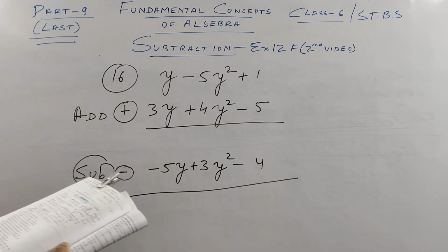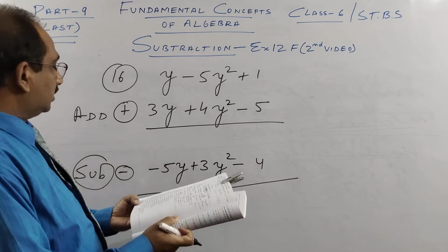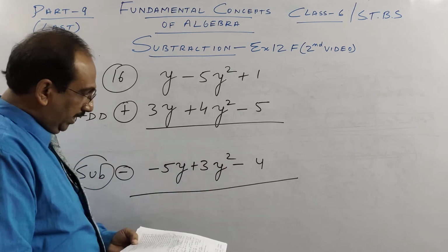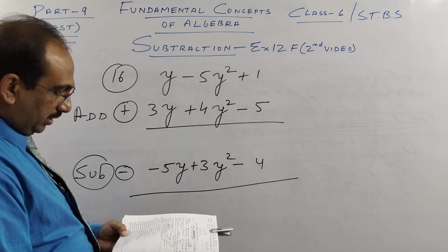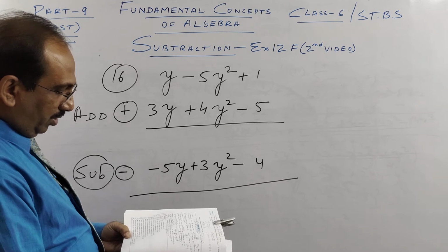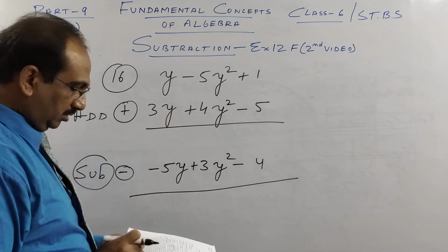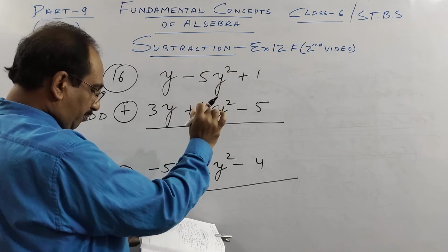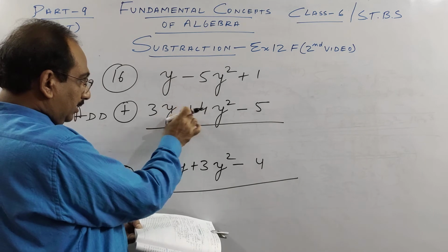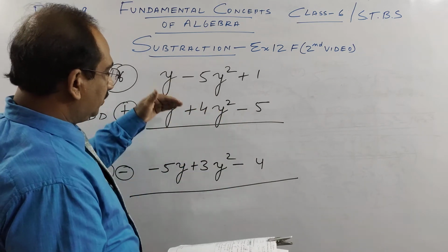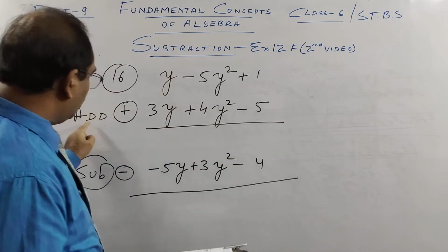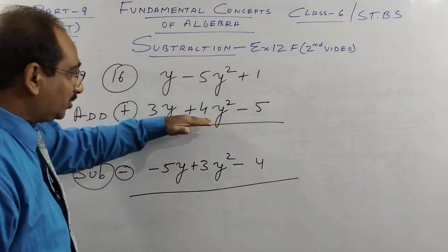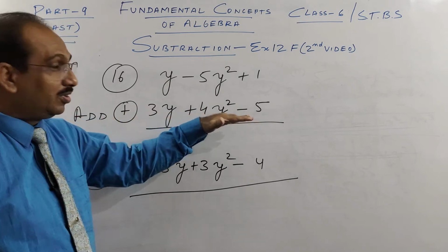So here we go to the very last question, number 16. What it says, subtract this, children. I have arranged it a little bit to make the like terms. Okay, so subtract this from sum of this and this. Subtract this from the sum of y minus 5y square plus 1 and this. So once more, you have to subtract this from sum of this. So we will find sum of this. So remember, we are doing subtraction, but you may have a question on addition. So please don't change sign here, children. You will get the wrong answer.